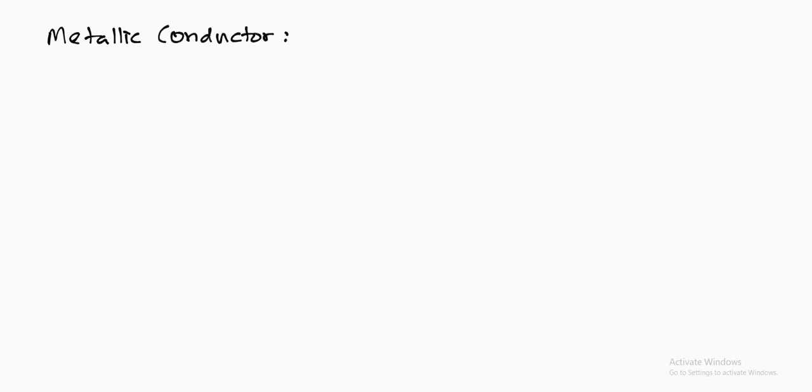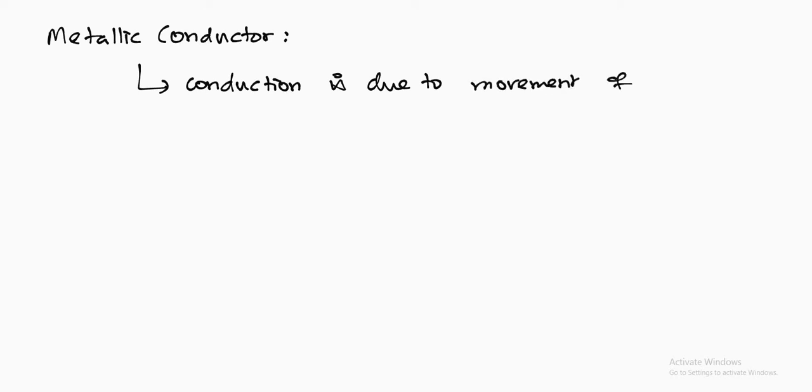In a metallic conductor, the electrical conduction is due to the movement or migration of free electrons that are available in the metal. Since electrons are moving, this conductor is also called an electronic conductor.